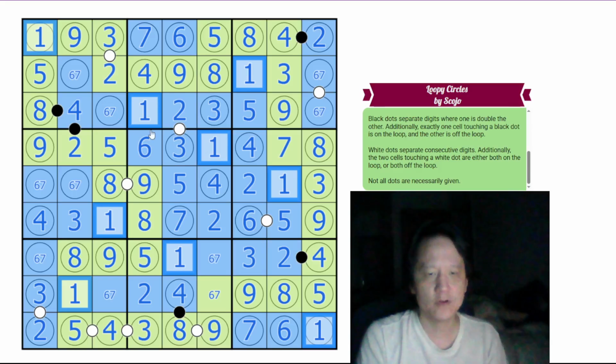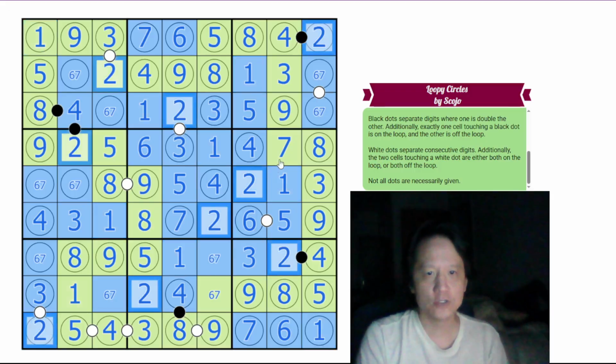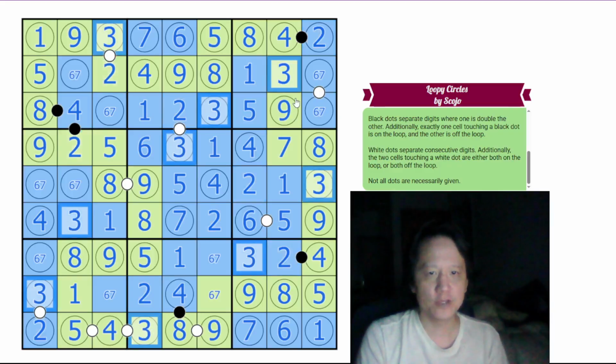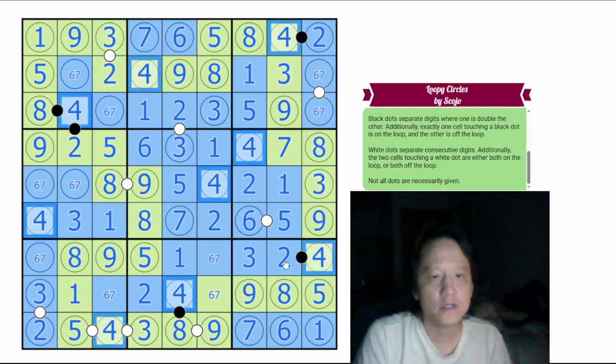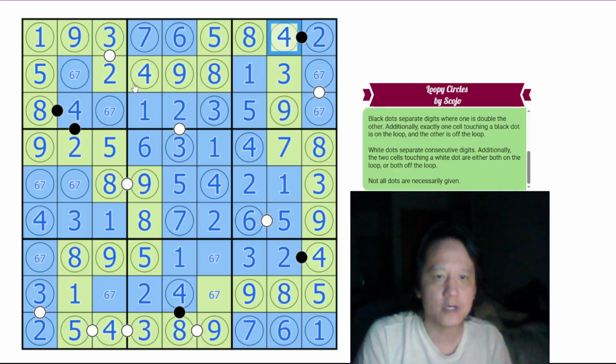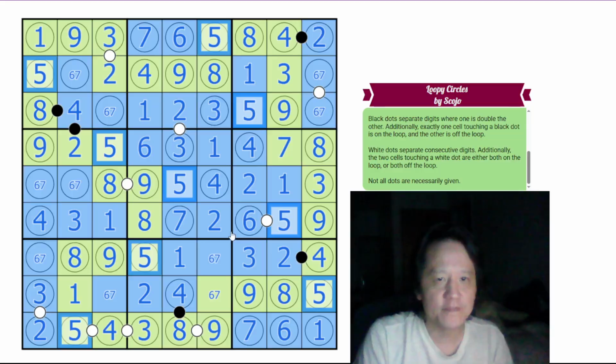So we should have 1, 1 in a circle on the loop, 1, 1 off the circle on the loop, 2 2s in circles off the loop, 3 3s in circles on the loop, and 3 3s in circles off the loop, which it is, 4 4s in circles on the loop, 1 2 3 4, and 4 4s in circles off the loop, 1 2 3 4. 5 5s in circles on the loop. 1 2 3 4 5. This is not on the loop.